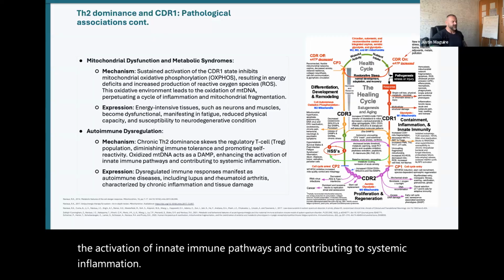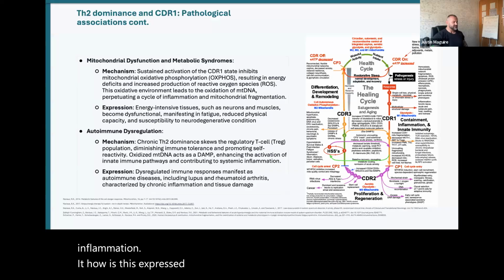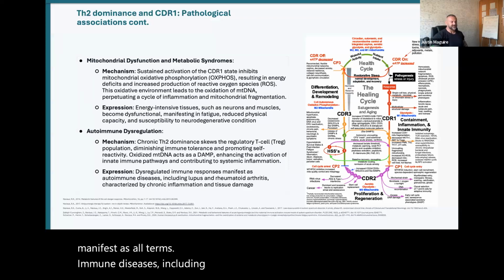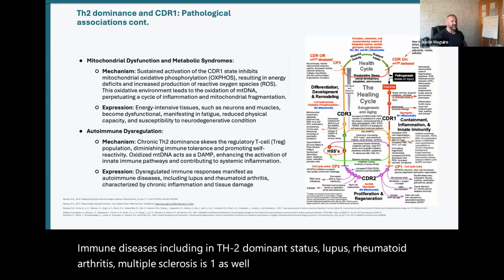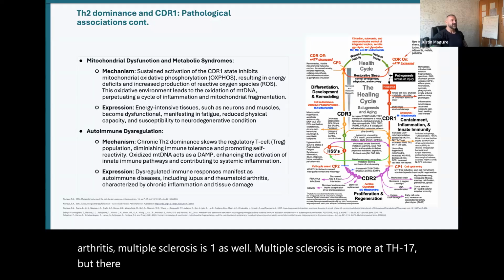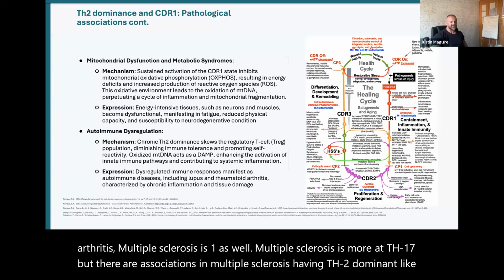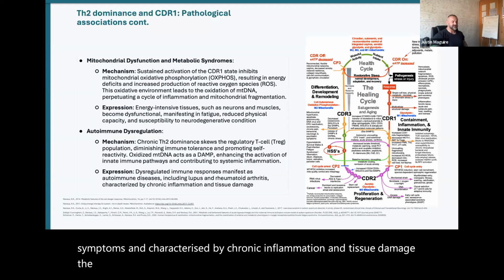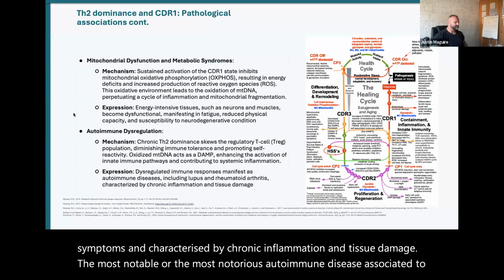And how is this expressed in practical terms? Dysregulated immune responses manifest as autoimmune diseases, including, in Th2 dominant status, lupus, rheumatoid arthritis, and multiple sclerosis as well. Multiple sclerosis is more of Th17, but there are associations with multiple sclerosis having Th2 dominant-like symptoms, characterized by chronic inflammation and tissue damage. The most notorious autoimmune disease associated to Th2 dominance would be that of lupus.